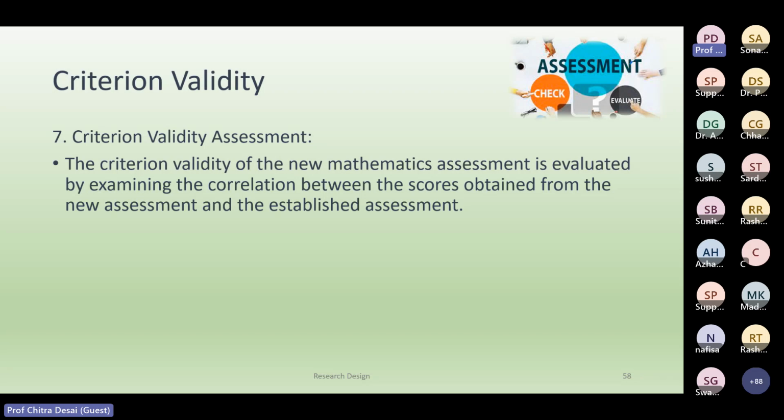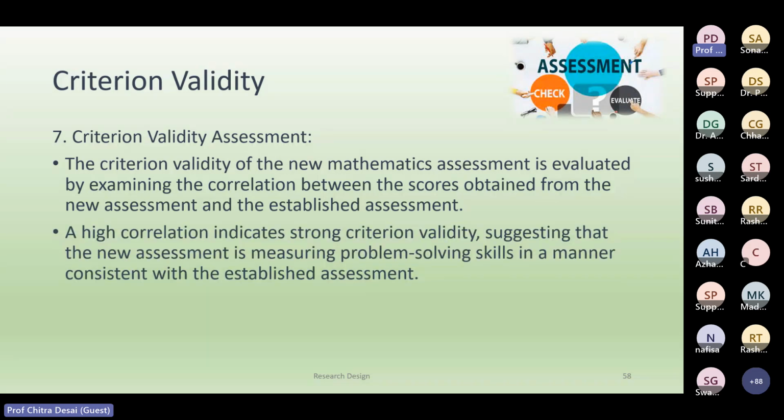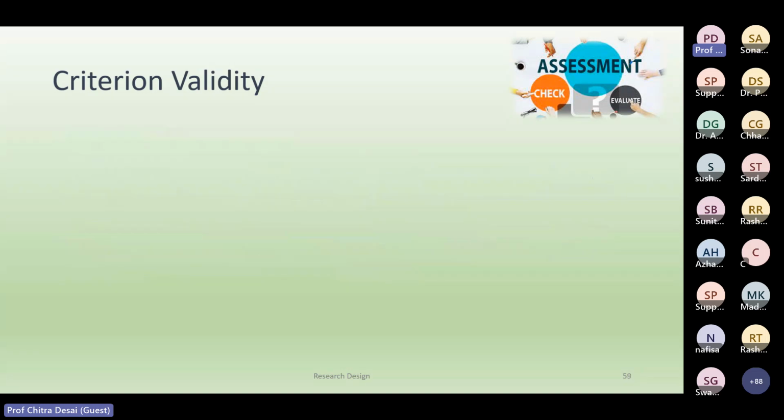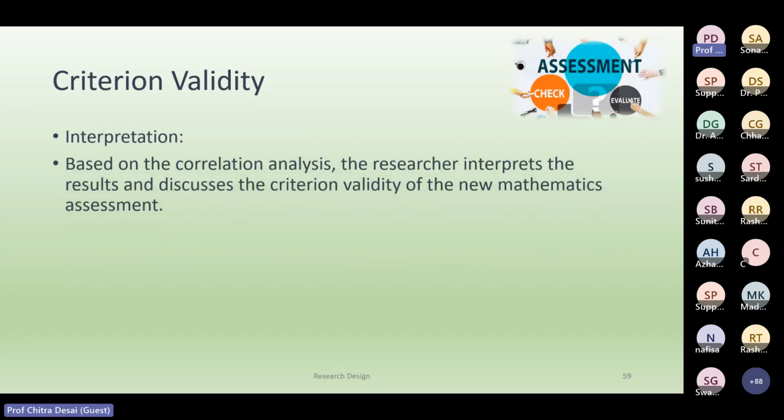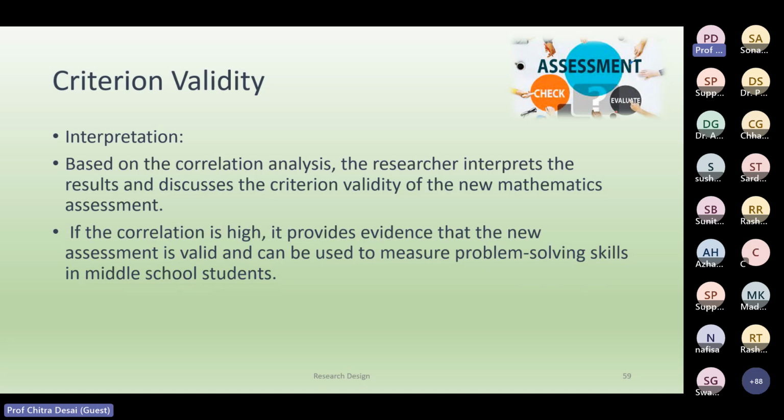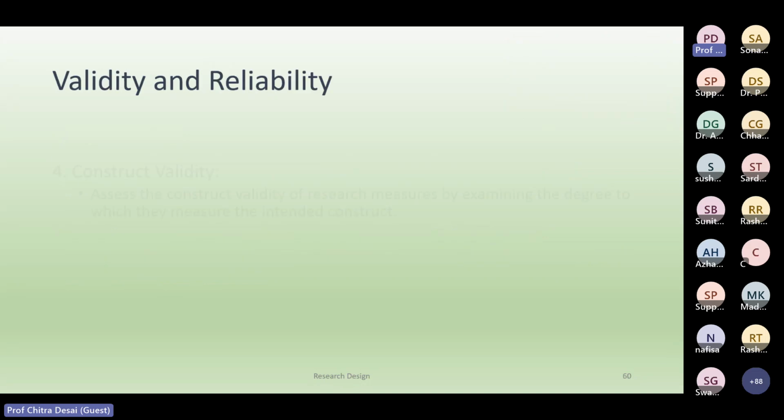So likewise, we see that a high correlation obtained in this case, across a criterion validity, will suggest that the new assessment is measuring problem solving skill in a manner consistent with the established one. Then you make the interpretation: as we saw that we got high correlation, it provides the evidence that whatever new assessment technique you have adopted gives very similar results to the already established one, and then you can take a decision whether it can be adopted for the measurement or not.